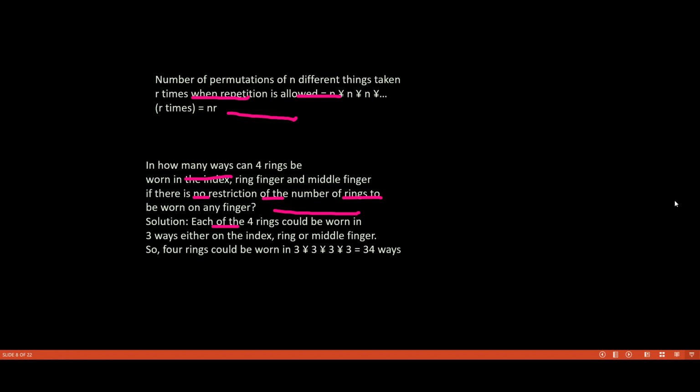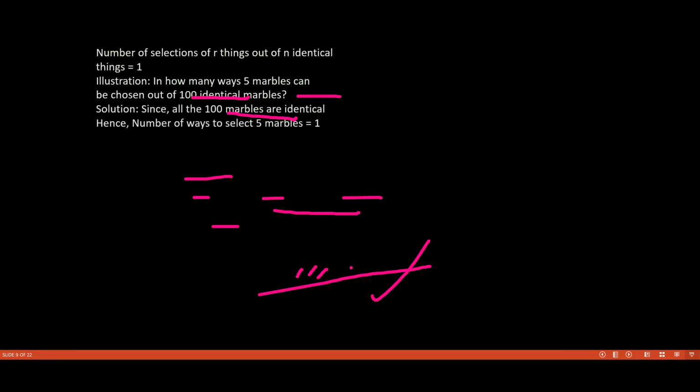When we are placing a ring on a finger, we have to select a finger. So a finger can be selected in three ways, and we have four rings. So 3 cross 3 cross 3 cross 3. So four rings could be worn together in this many ways. So this will be the answer. Let's move on.